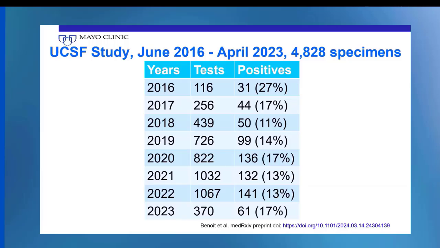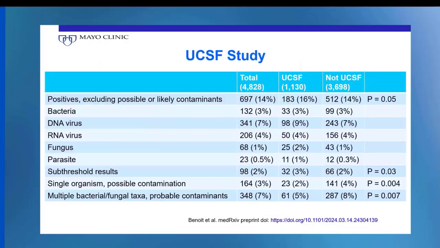And I'll show you some more detail about positivity rates. I suspect that's one of the questions that you may have. So this is the detail. Here they've broken down the total number of spinal fluids tested and then separated them by patients from UCSF and patients not from UCSF tested as a reference lab. And there are actually some very interesting differences between those two that I will highlight.